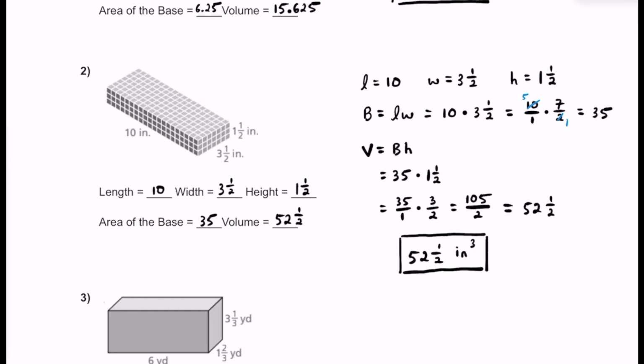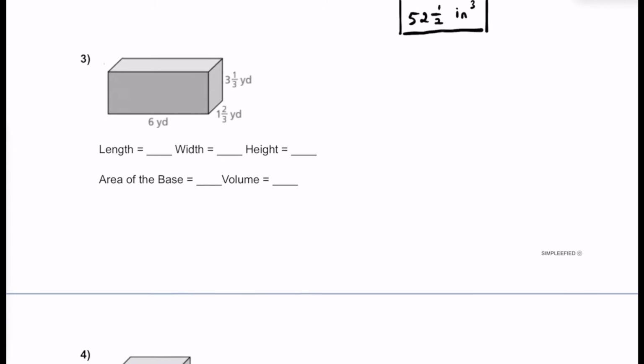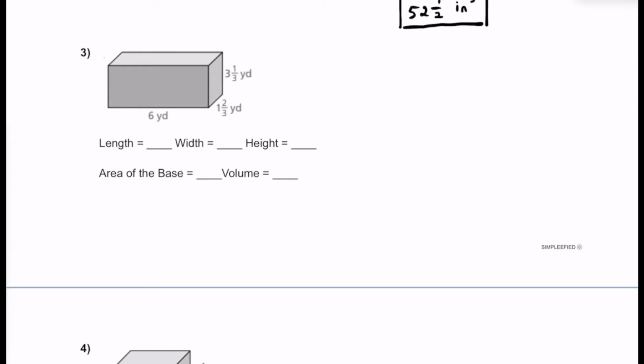All right, cool. Let's check out another one here. For number 3, we have another right rectangular prism. We have some fractions again here. For the length, let's go ahead and say the length here is going to be 6 yards. Let's go ahead and put 6 in.